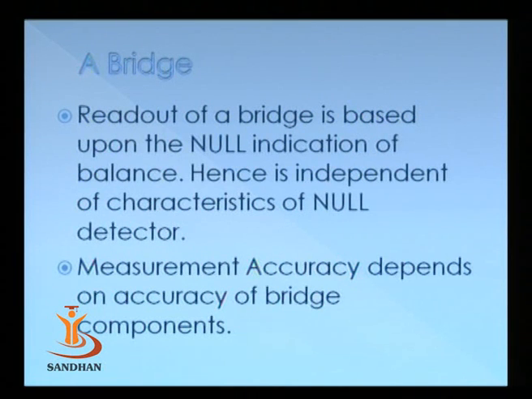Readout of a bridge is based on a null indication of balance, hence its independence of the characteristics of the null detector. Here we are interested in measuring whether the galvanometer is indicating null or not, whether an AC headphone is indicating no sound or not. That makes the measurement system independent of the type of detector.